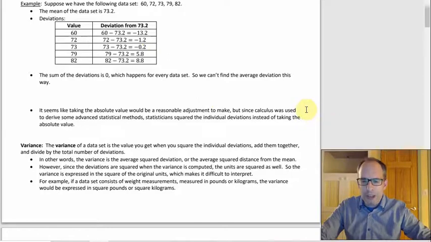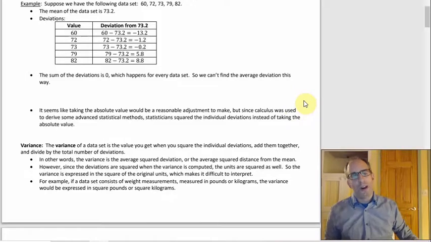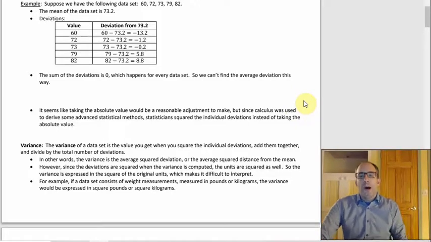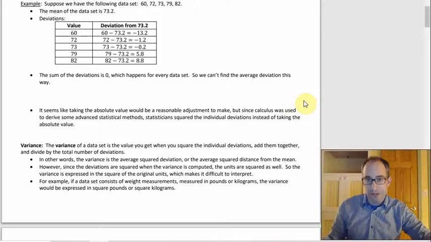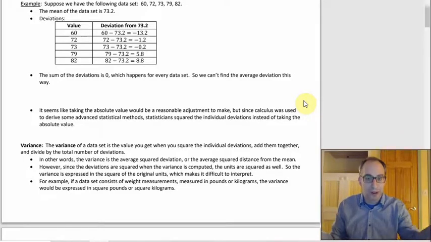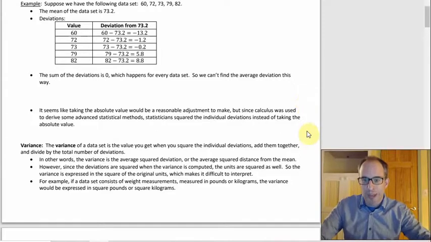And sometimes that is used in certain cases, but because calculus was used to derive some of the advanced statistical methods, the thing that ends up being used is squaring, which will also give you all positive values, right? Like negative 3 squared is positive 9, that kind of thing. So you're still going to get all positive values, and this is just another way of doing it. And it fits in with how calculus was used to prove some of the more advanced stuff.